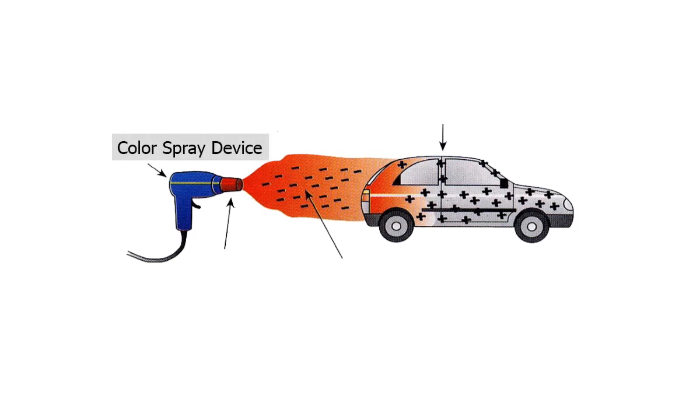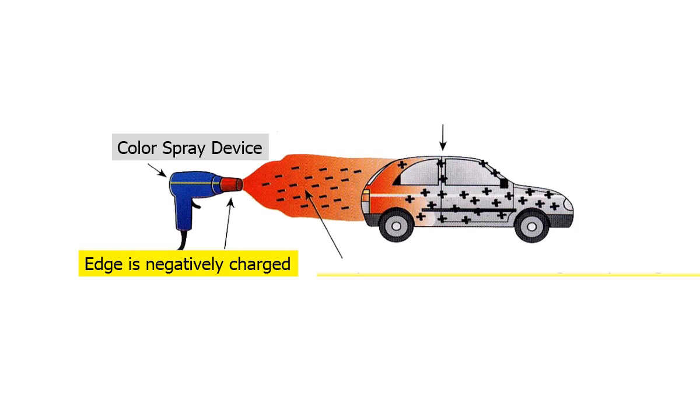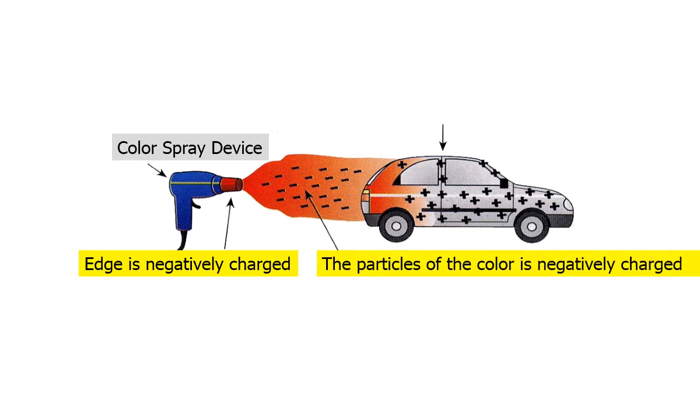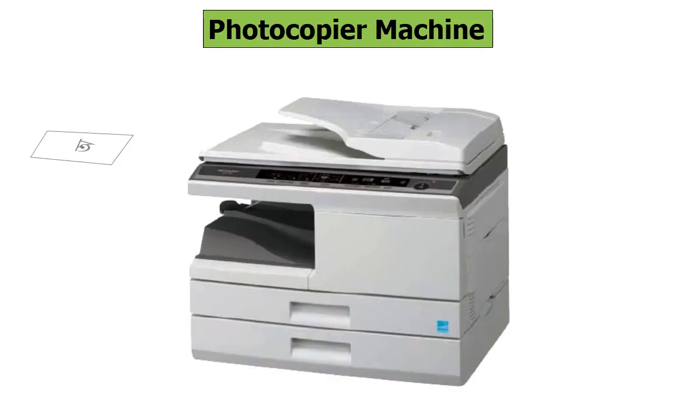and the particles of the color are negatively charged, and you can see the surface of the car is positively charged. As a result, a uniform layer of color is formed on the outer surface of the car. This is why color takes place on the surface of the car. Hope you have understood. The photocopier machine.